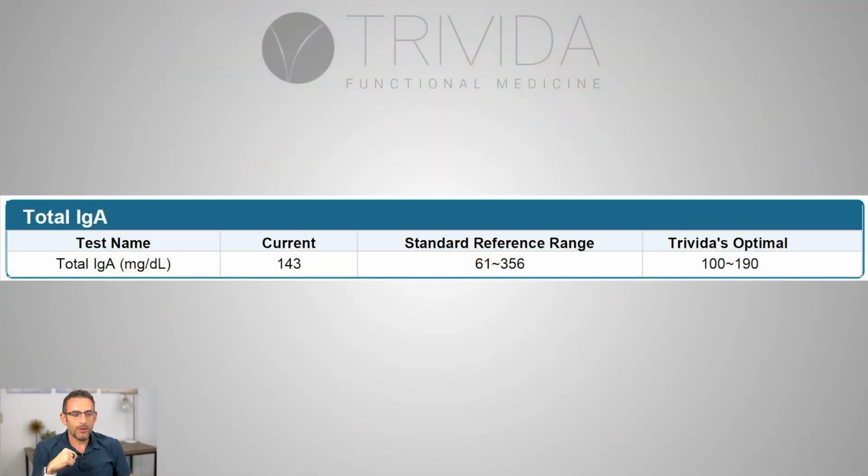So I need to make sure that this number is between 100 and 190. If it's above 190, that's pretty clear evidence that we're dealing with something. But you can still be dealing with something even if your number is normal. So you'll see in this example, this person is 143, but they're still having gut symptoms. So how is that possible? The gut is a tube-based system, and the blood, which we're testing, is on the outside of the tube.